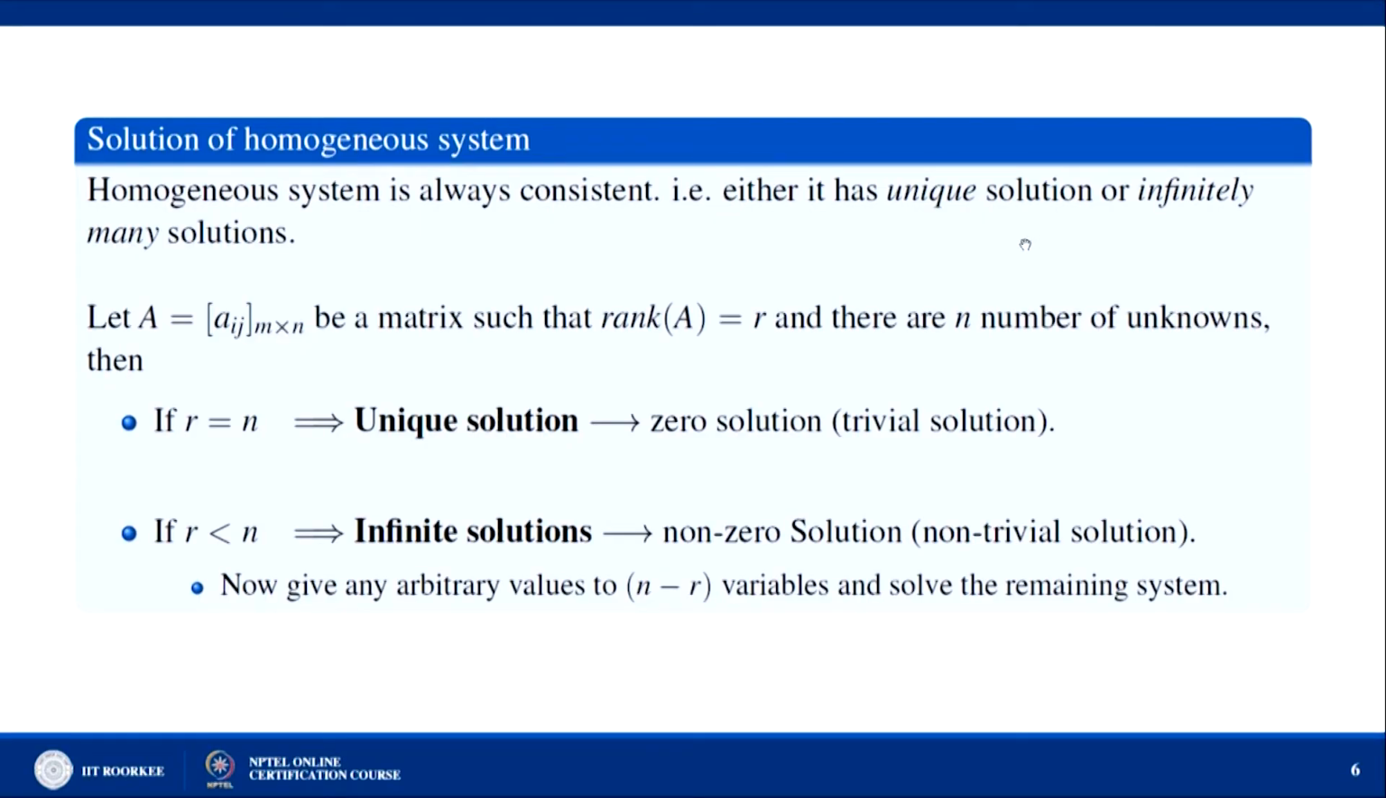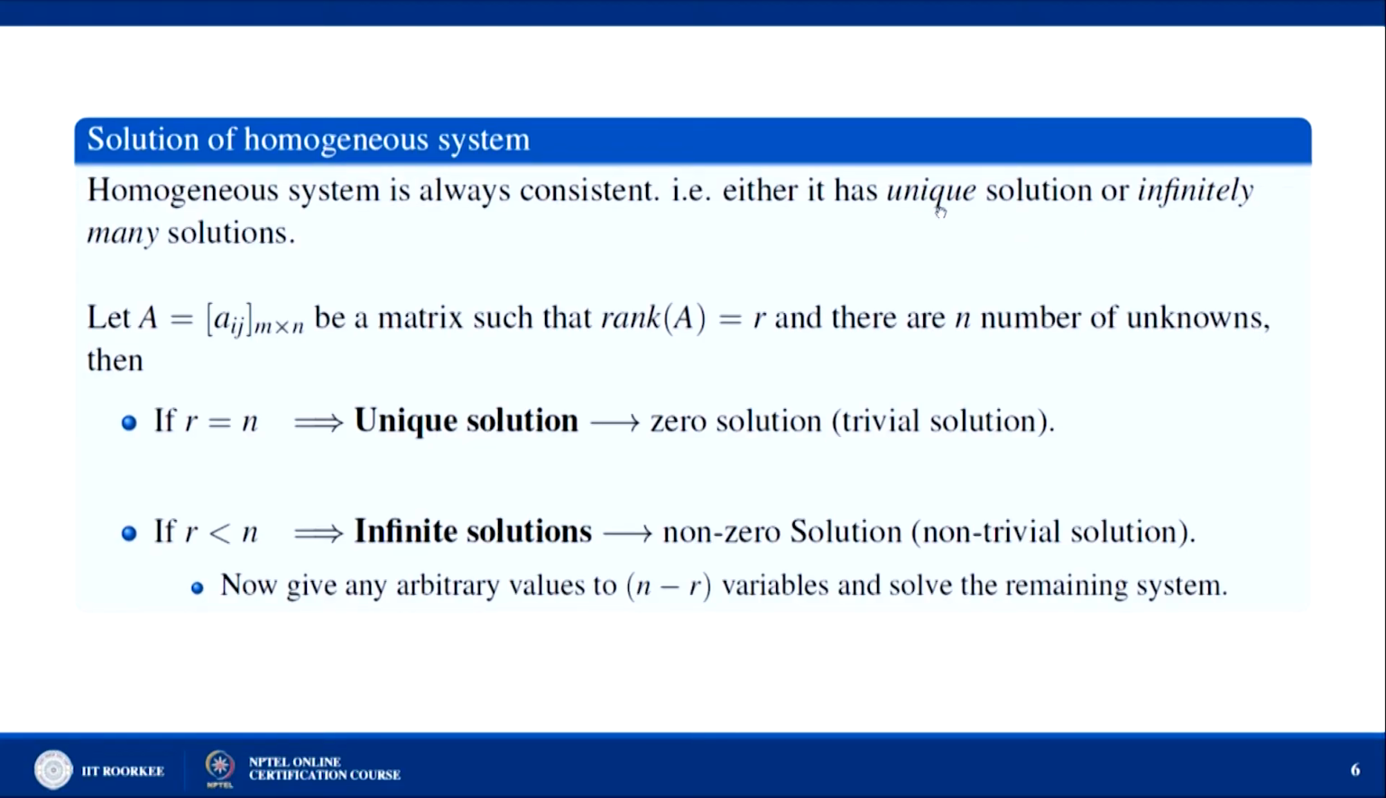The reason is, if you take Ax equal to 0, then x equal to 0, which is a trivial solution, always satisfies the system of linear equations. So that means the homogeneous system is always consistent. So we have only two possibilities, either it has a unique solution or it has infinitely many solutions. Now how can we say when it has a unique solution or infinitely many solutions?